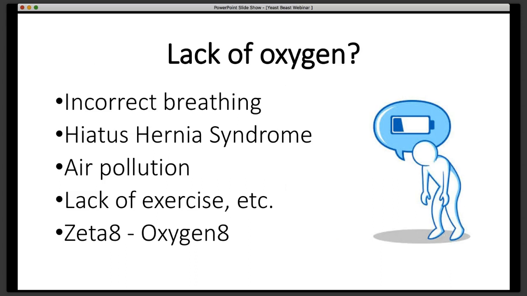We mentioned before the hiatus hernia syndrome, where the diaphragm can't descend because the stomach's pushed up under it. So that's another cause where you're not getting enough air and enough oxygen into your system. Air pollution, why does that cause lack of oxygen? Because you're breathing in polluted air, which may mean there's less oxygen, but also the pollution in the air is competing in your body for the oxygen sites.